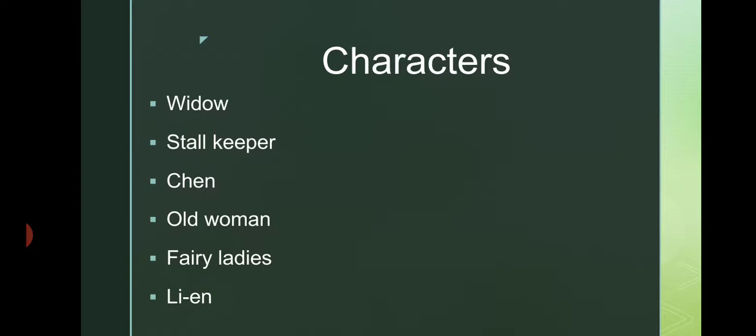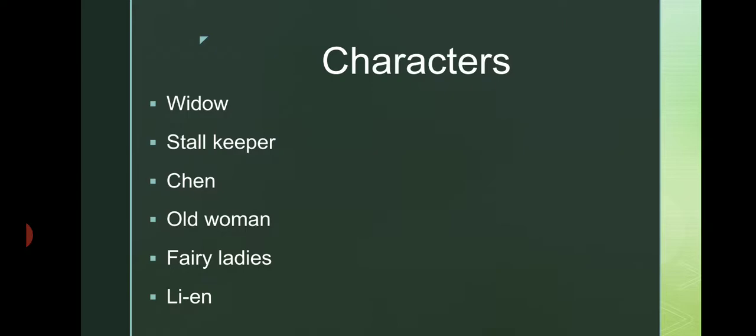First one is Widow. She is one of the main characters of the story. And second one is Stall Keeper. Third one is Chen. Chen was the son of this widow. Now next is Old Woman. She plays a very important role in this story. The next is Fairy Ladies. And the last one is also a fairy lady, and her name is Lian.